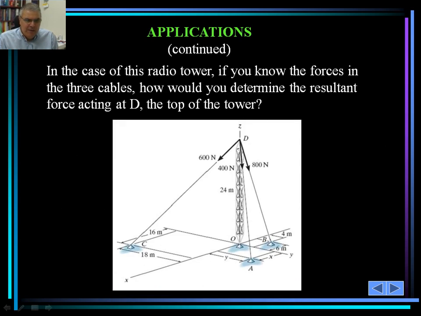There's another application. This is a radio tower. So if you know the forces in the three cables, how would you determine the resultant force acting at D? That is the top of the tower. It's actually right here, this point. This is the marking right next to it. So again, a three-dimensional real problem with all the dimensions given and the height of the pole, and vectors could be shown as such: x, y, z.